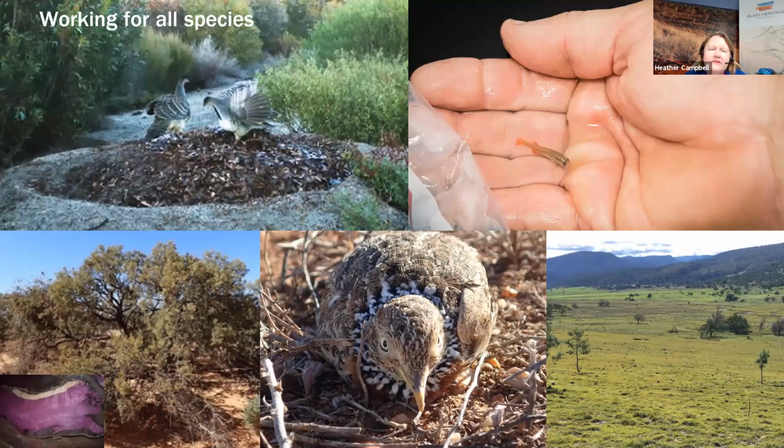The top left is two malleefowl with their nest in an area that we revegetated in Western Australia about five or six years ago. So it's great to see a bird that was expected to go extinct in WA appearing back in a revegetated area.